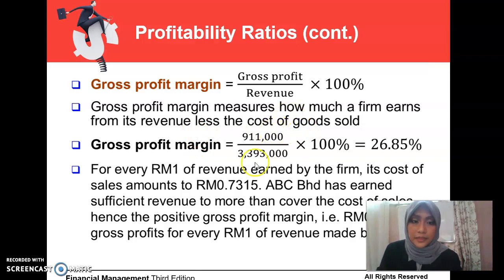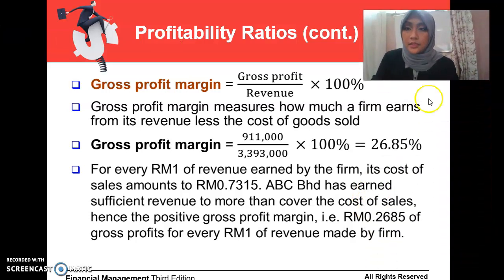So basically from the example, you see the gross profit over revenue times 100, you will get 26.85. Okay, so 26.85, meaning to say that for every 1 ringgit of revenue earned by the firm, it costs sales amount to 0.7315. ABC Berhad has earned sufficient revenue to more than cover the cost of sale. Hence, the positive gross profit margin, for example, RM 0.26 or 0.27 of gross profit for every 1 ringgit of revenue made by a firm. Or you can say that for every 1 ringgit of revenue made by a firm, the firm also has a profit margin of RM 0.27.